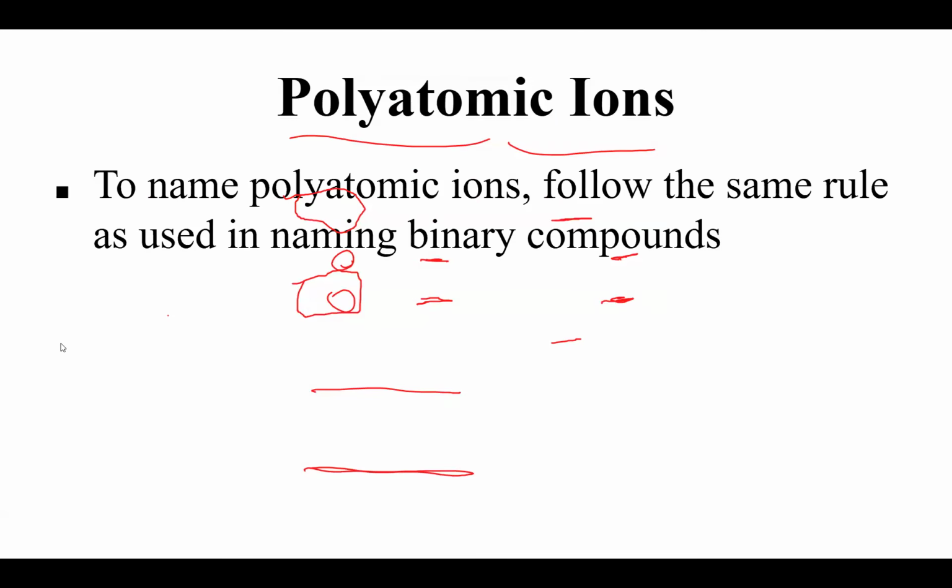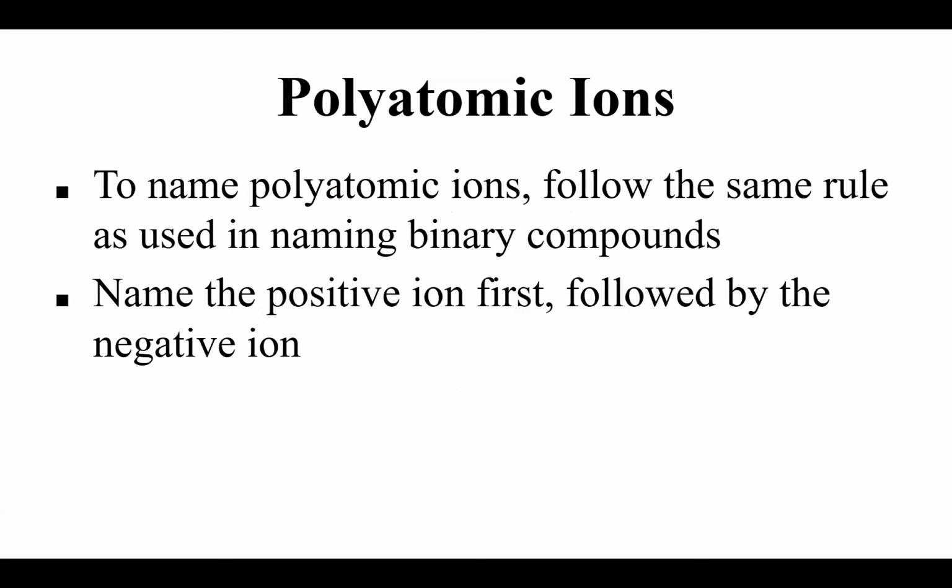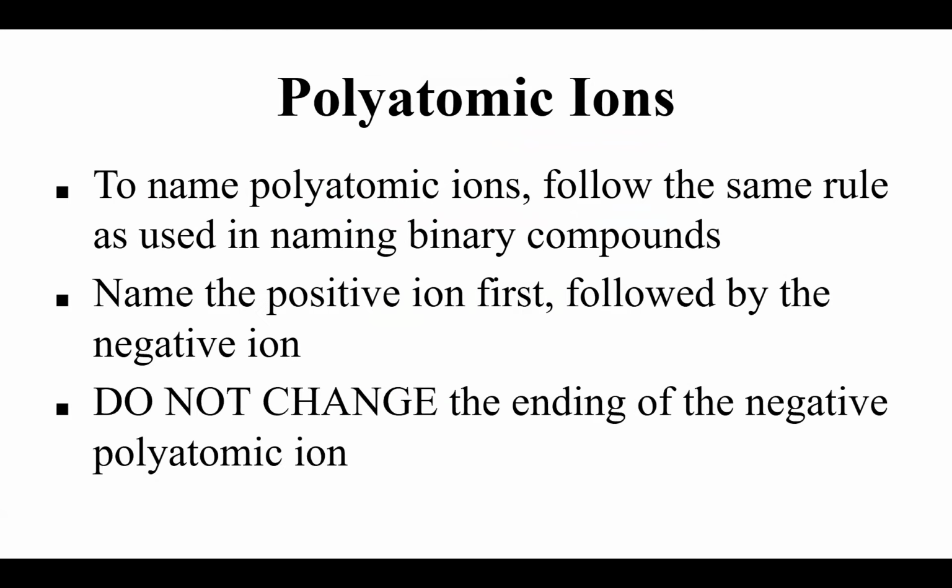Now, to name compounds with polyatomic ions, you're going to follow the same rule that you use in naming binary compounds. First, you name the positive ion, followed by the negative ion. Do not change the ending of the negative polyatomic ion, though. The name of that polyatomic ion stays the same.